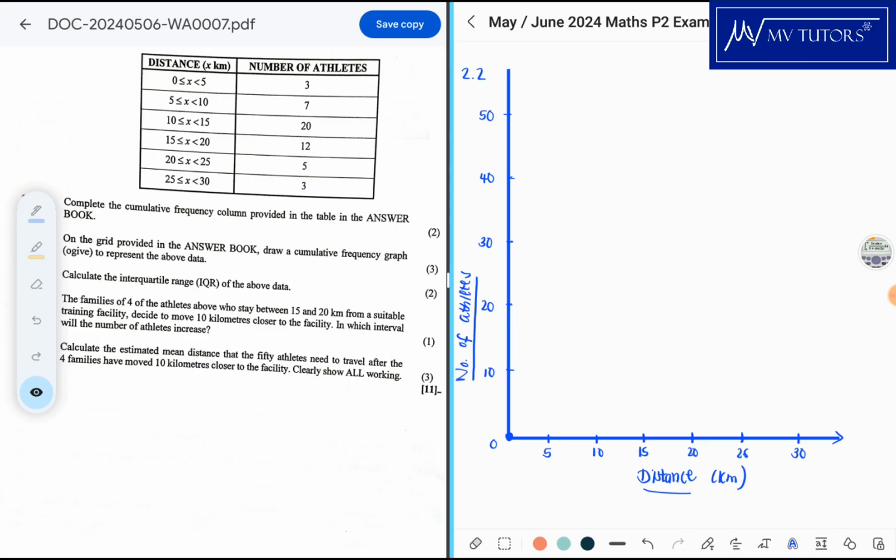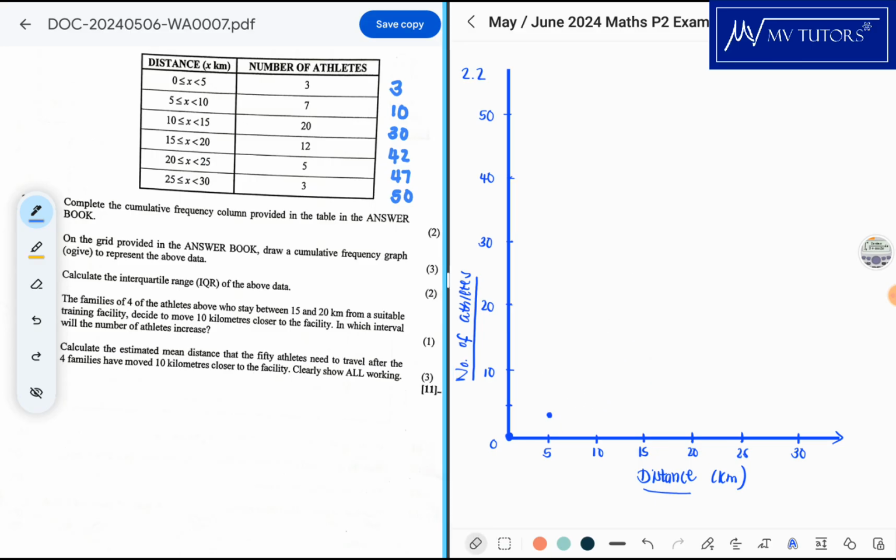Now between 0 and 5 we have 3. So where we have 5, I'm just going to put it there. So 3 would be somewhere around here. And then at 10 we have 7. So 7 will probably be somewhere here. For 15 we have 20. So it's rising quite rapidly. And then at 20 we have, oh snap. No, what am I doing?